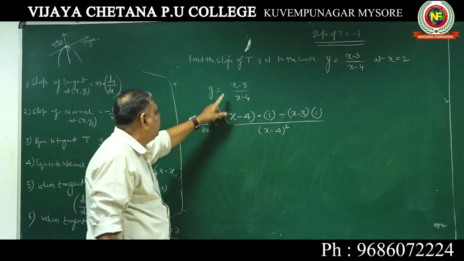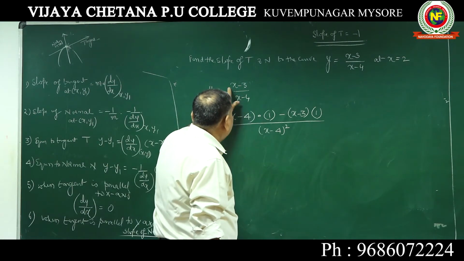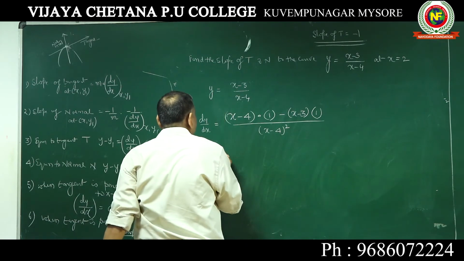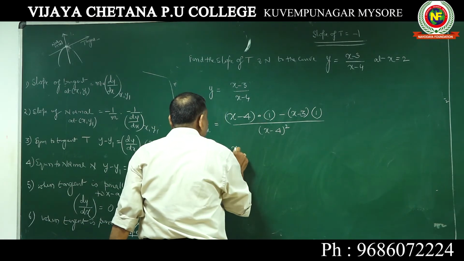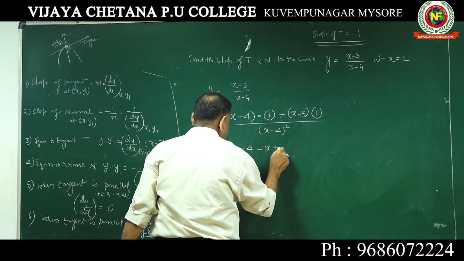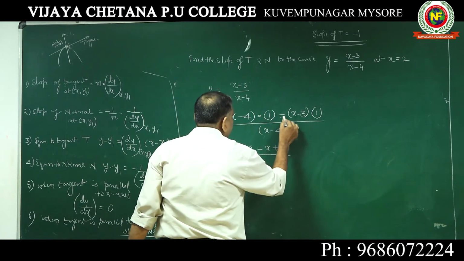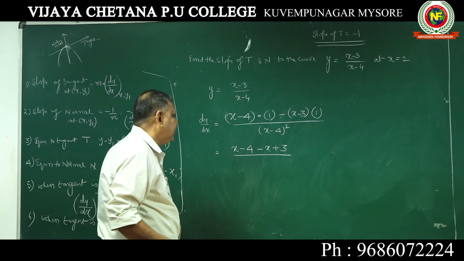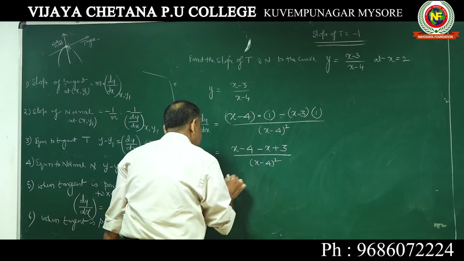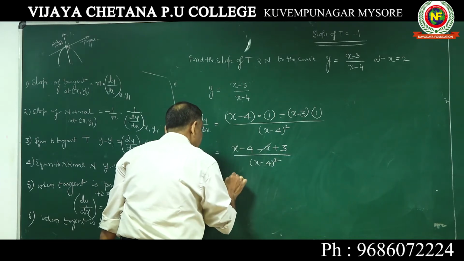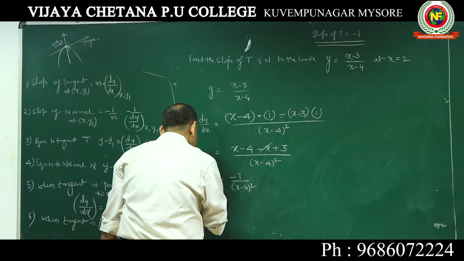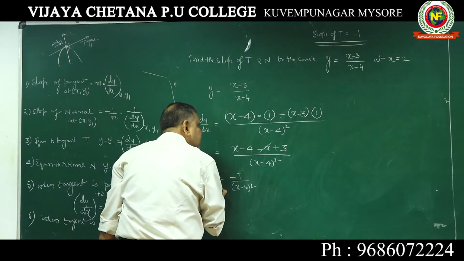(x minus 4) into 1 minus (x minus 3) into 1, by (x minus 4) whole square. Now multiply: x minus 4 minus x plus 3. Here when you are multiplying, minus x plus 3 by (x minus 4) whole square, x and x gone, minus 1 by (x minus 4) whole square. This is your dy by dx.